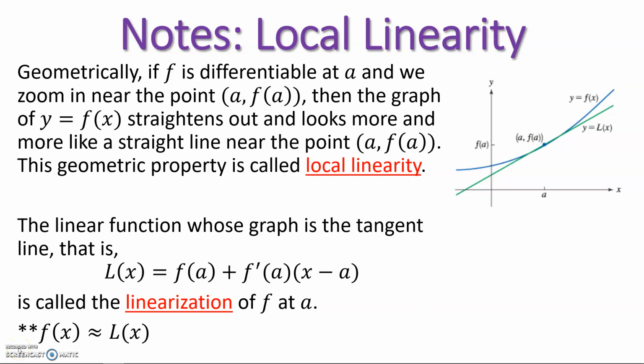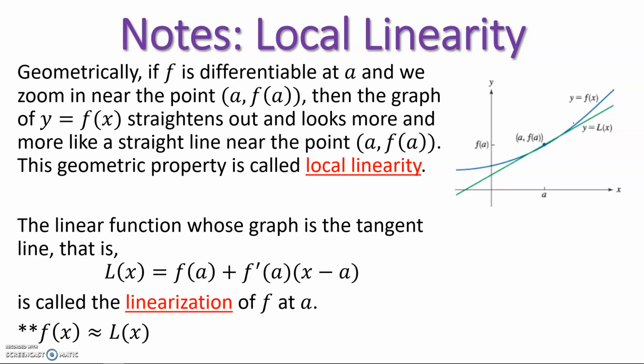The focus of this video lesson is local linearity. We say geometrically, if a function f is differentiable at a point a, and we zoom in near that point (a, f of a), as shown in the diagram to the right, then the graph of y equals f of x appears to straighten out, and it looks more and more like a straight line near the point (a, f of a). This geometric property is called local linearity.